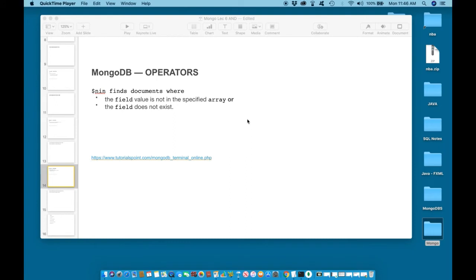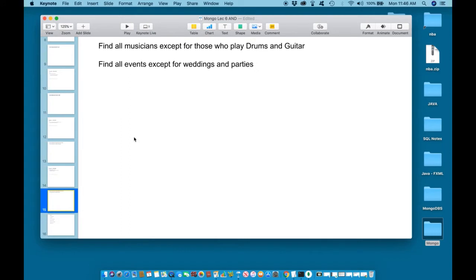Hello and welcome back. In this video, we will learn about the not-in comparison operator. The not-in comparison operator finds documents where the field value is not in the specified array or the field does not exist. This is very similar to the previous lesson, the in comparison operator. The only difference is that instead, we will be looking for fields that are not in a specific array.